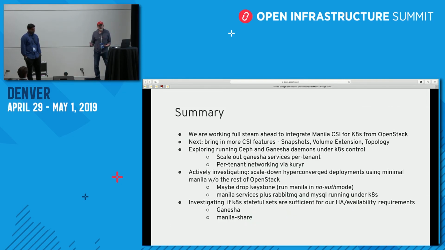So in summary, where we are working on this stuff is we're going full steam ahead with an intention to effectively start providing something that's product on the Manila CSI. And we're exploring these other areas, and they all involve synergies and overlap between Kubernetes, which is our container orchestrator of choice, and OpenStack and OpenStack Manila. That's pretty much it. This is just a summary of the things I've said. I know I'm supposed to do a sandwich and repeat them, but you can read them.